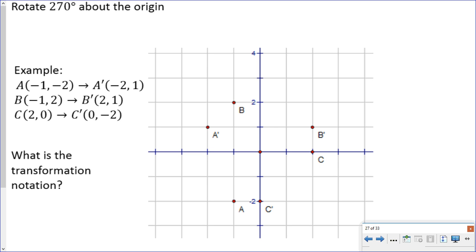Okay, now we're going to do positive 270. So if I'm looking here at C, positive 270 means I'm going counterclockwise 270 degrees. Here's what would happen. So pause this and see if your group can figure out what the notation would be here.